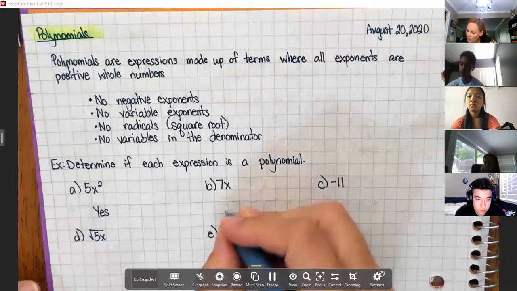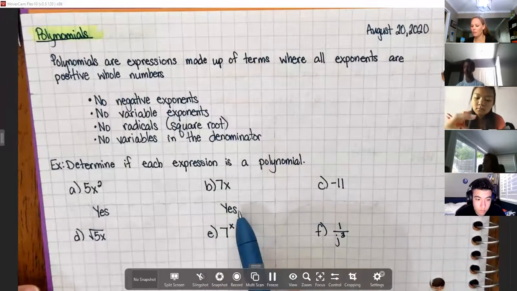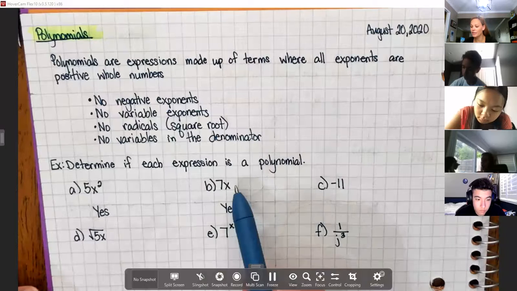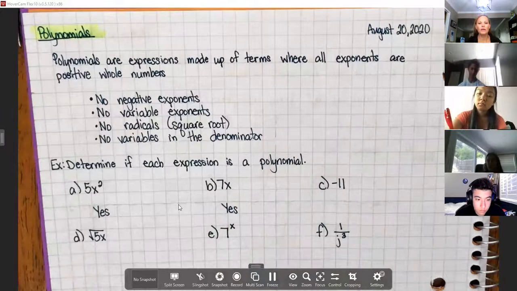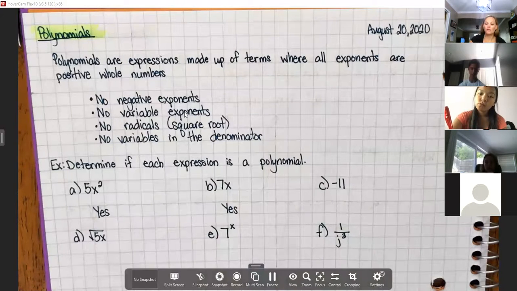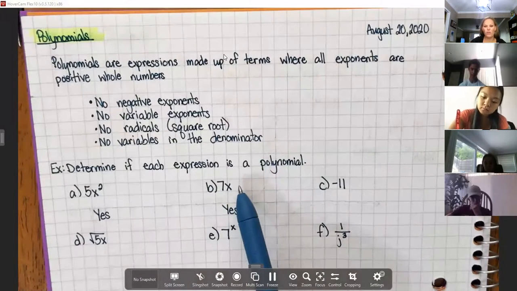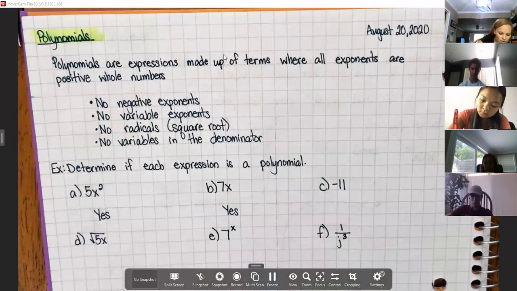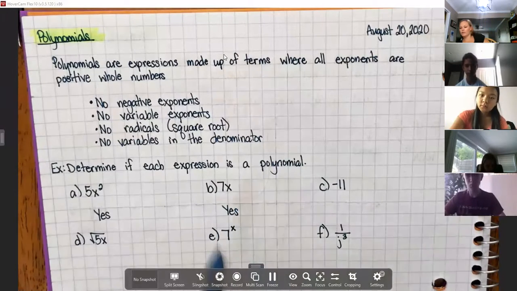So B is also a polynomial because there's no exponent on the x. So there's no exponent on the x, which means that our exponent is a 1 that we just don't write. So that one is still a polynomial.